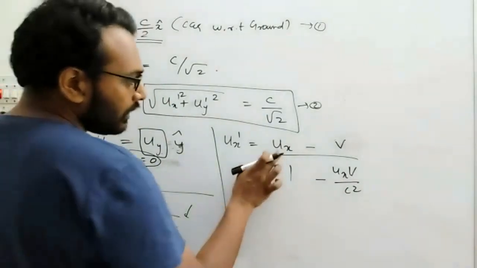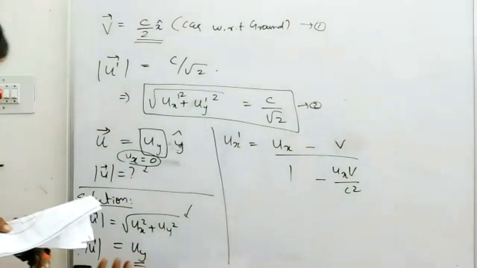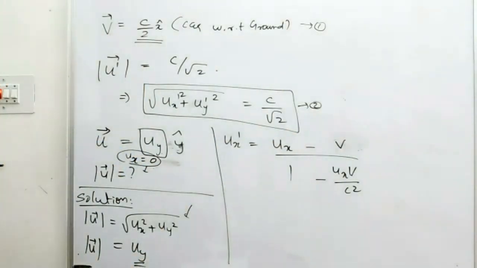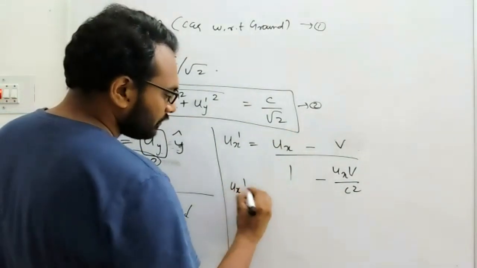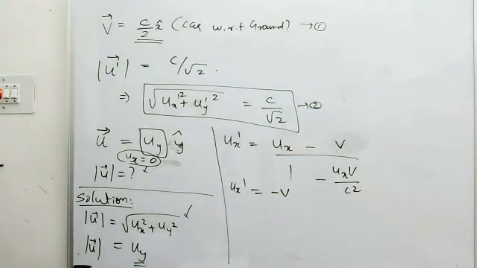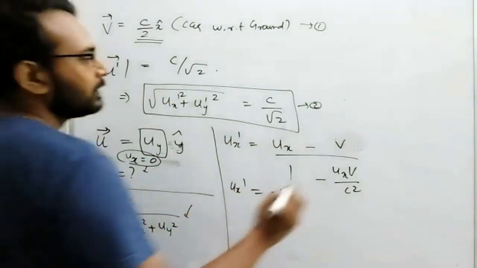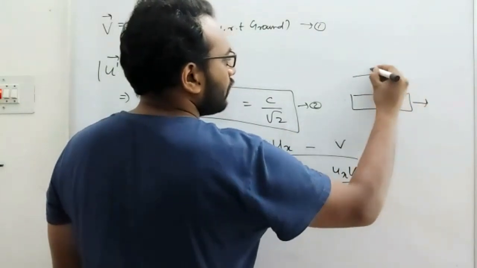But again, this is kind of obvious because it's given that ux is 0. Yeah, it's given that ux equal to 0. So this means that ux prime is simply minus v. That's also kind of obvious, because you are moving in a car like this and you're looking at a ball, right?